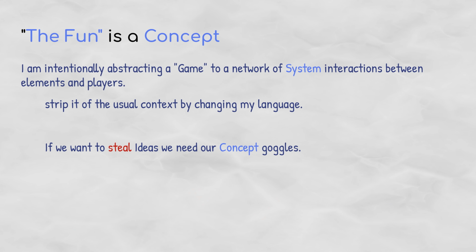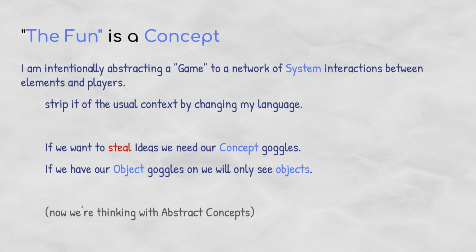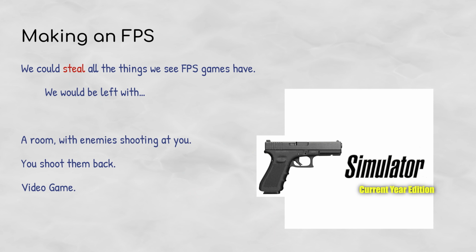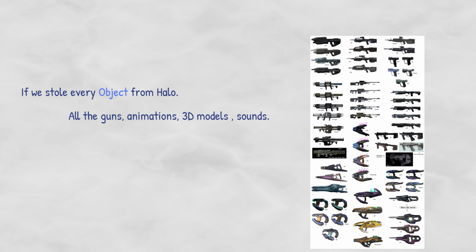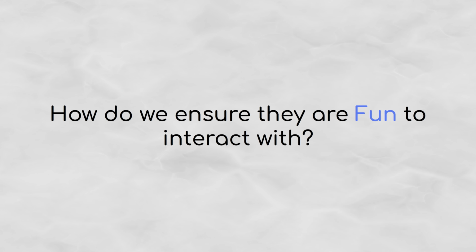If we want to steal ideas, we need our concept goggles. If we have our object goggles, we're only going to see objects. So, if we're making an FPS game, we could steal the things that we see FPS games have, and we will be left with a room with enemies shooting at you, and you shoot back at them, and that is a video game. In fact, we could steal every object from Halo, all the guns, animations, 3D models, and sounds, but how do we ensure that they're fun to interact with?